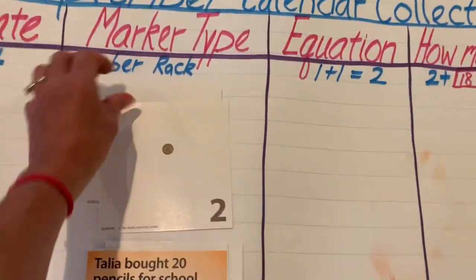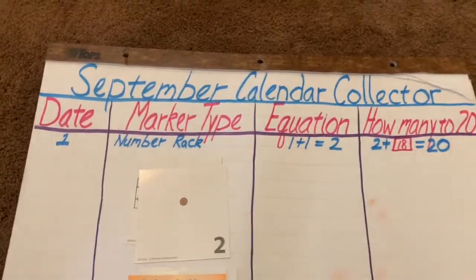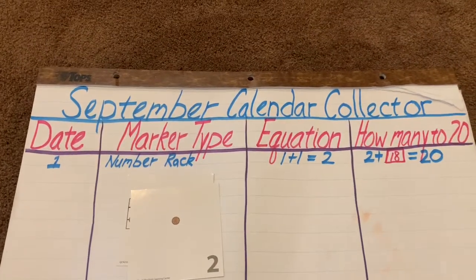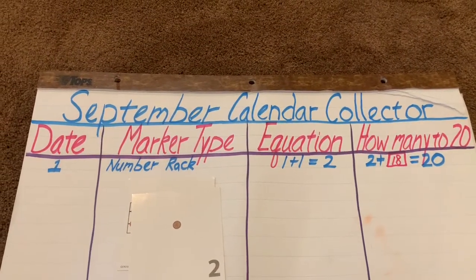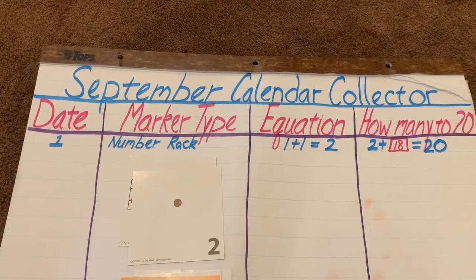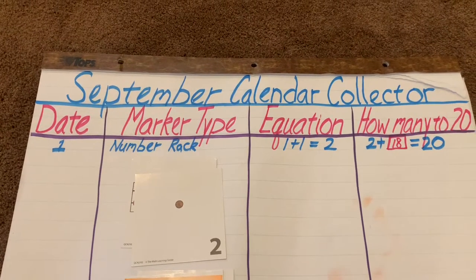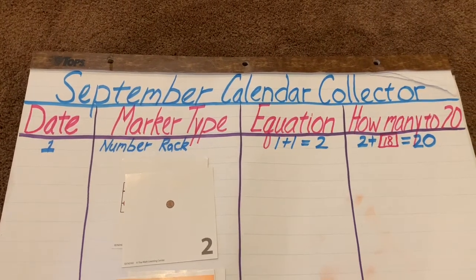Our second card looks like this. Go ahead and take a minute to try to write down the information from this card in our calendar collector, and I'm going to do the same.